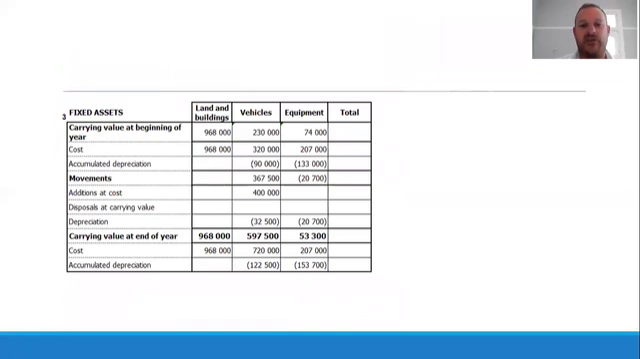year of 53,300. Again, gents, just to illustrate, if you took 74,000 and subtracted the movements of 20,700, you'll also get the same figure for the carrying value at the end of the year. So it works upwards and it works downwards. Both figures and calculations meet with the same answer for the carrying value at the end of the year.